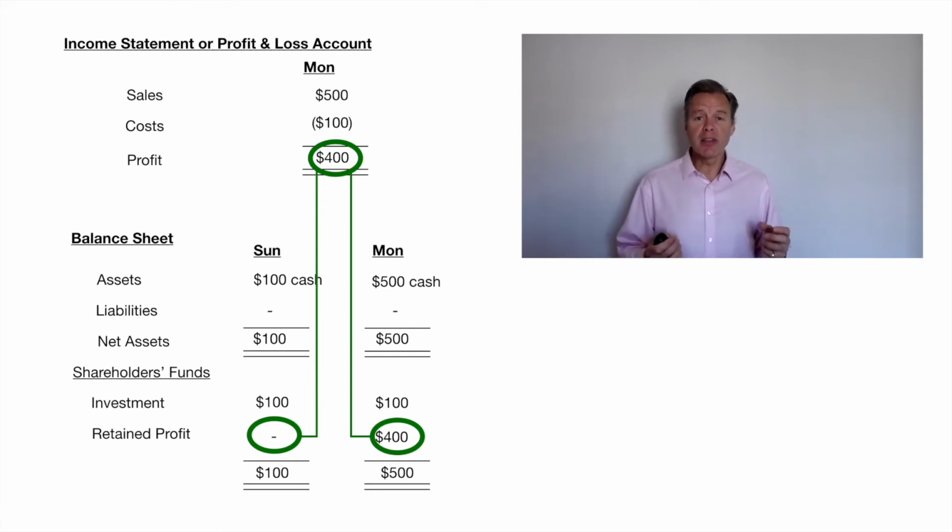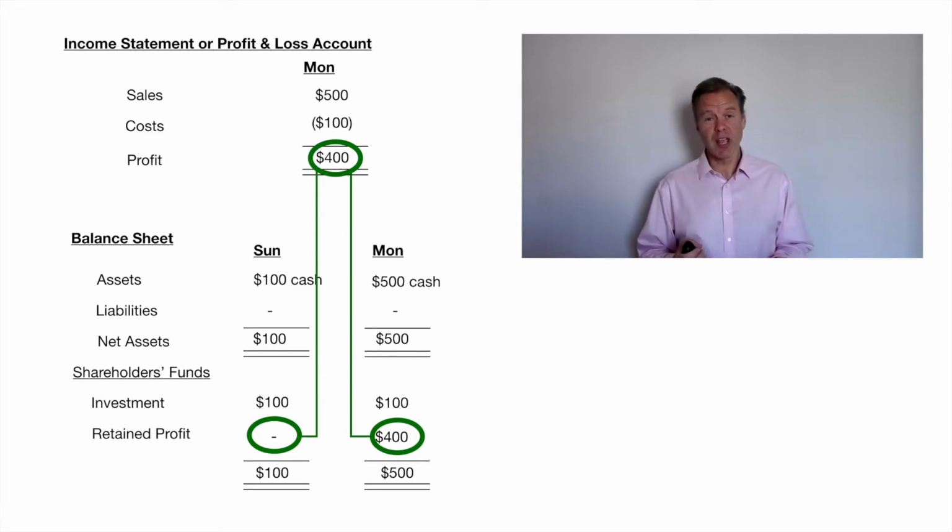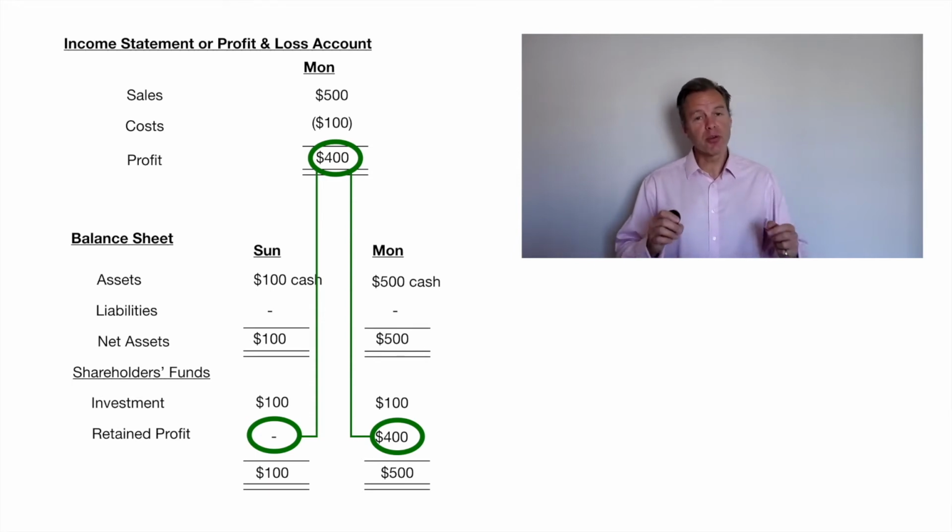Now, at the end of Monday, we could put our company into liquidation again if we want. And if we were to do that, we would take that $500 in cash, and you would get $250 and I would get $250. And the $250 that you got would be your original investment of $50, plus half, because you own half of the company, of the retained profits. But we don't want to do that. We want to carry on trading.